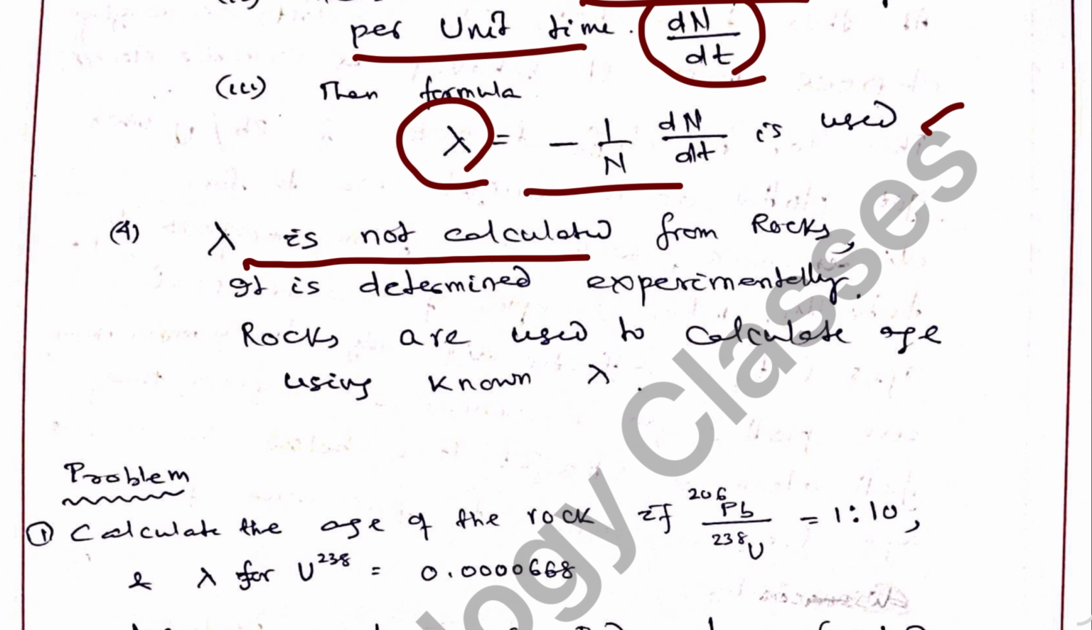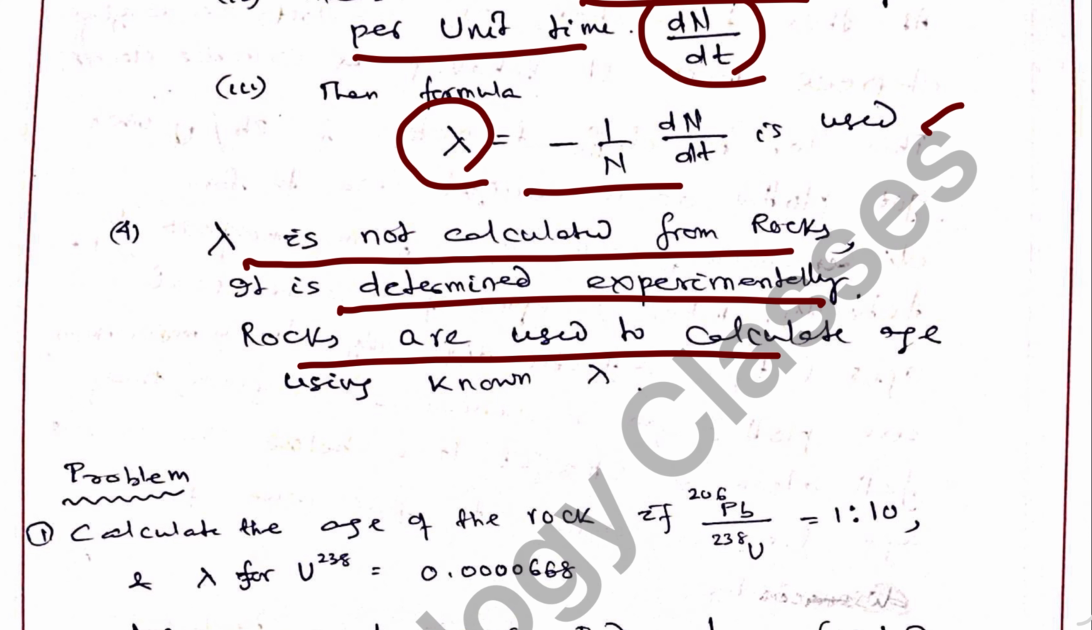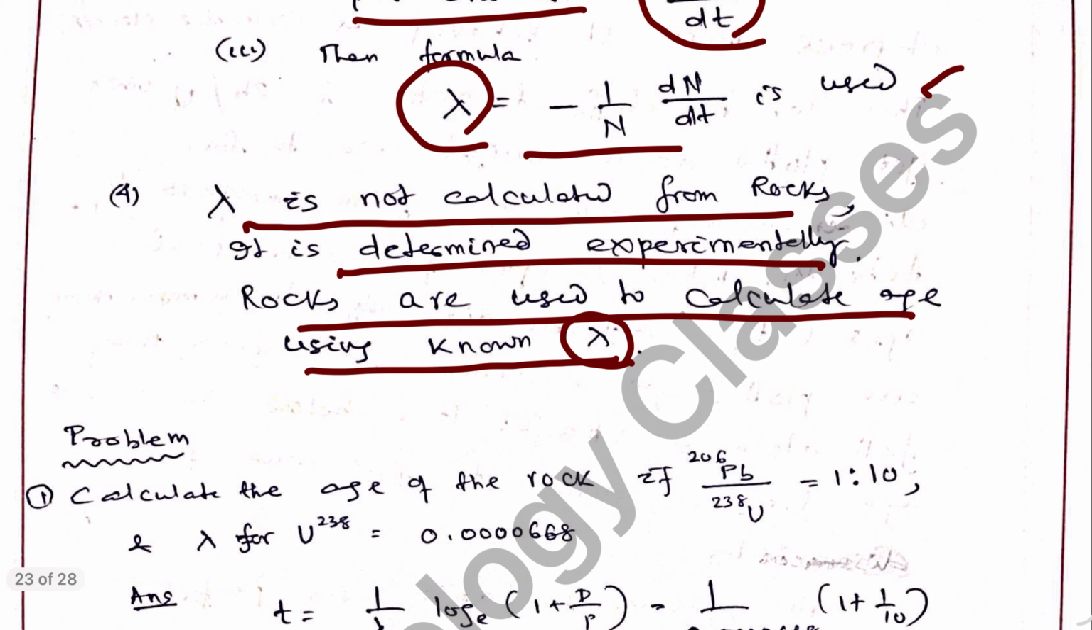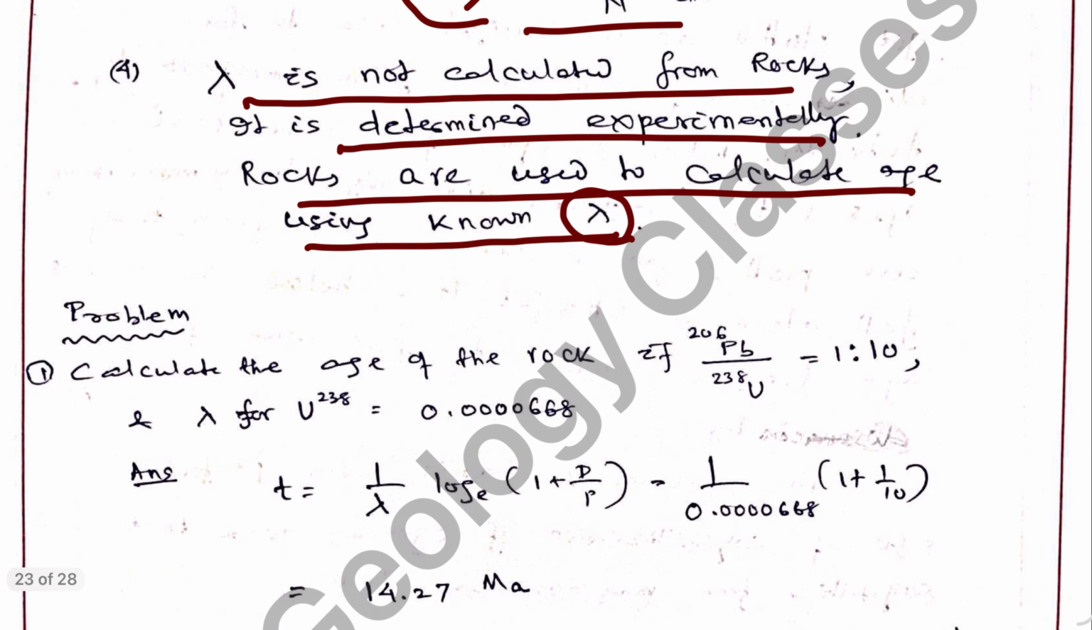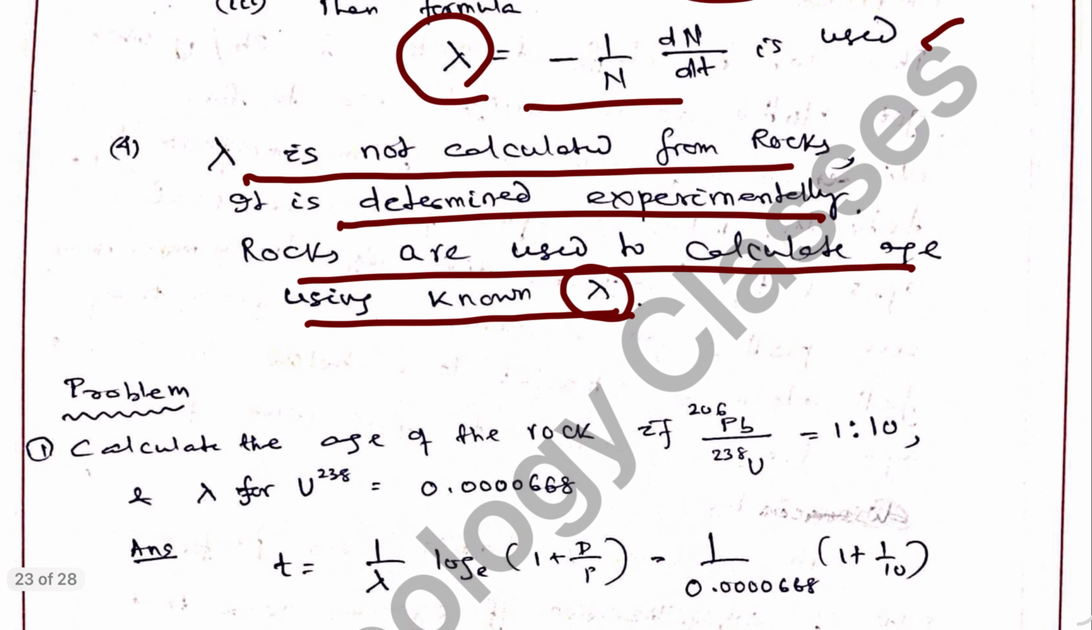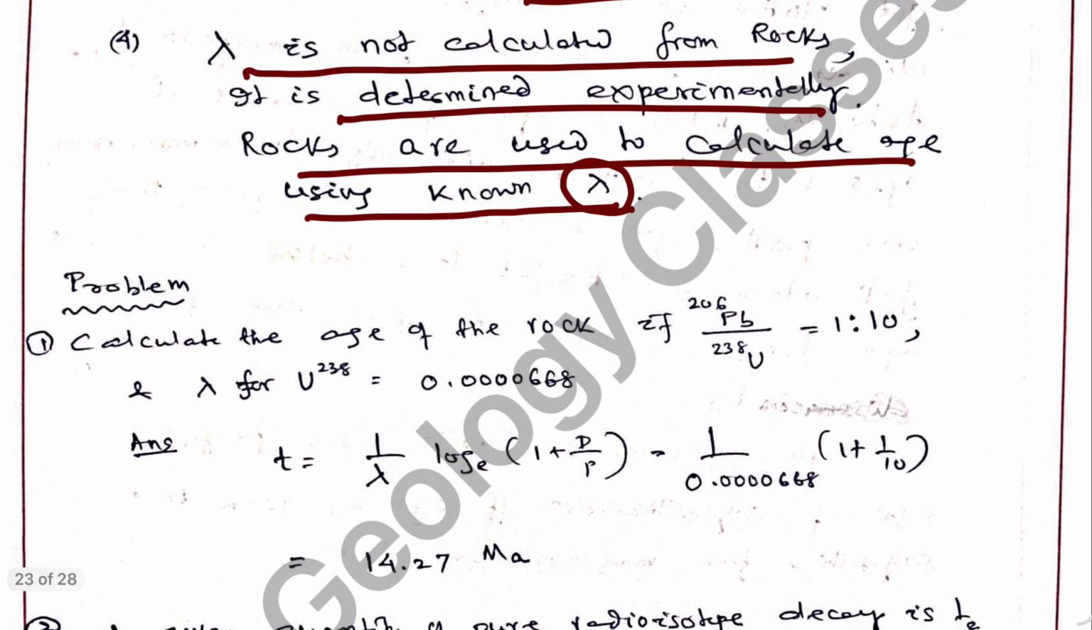So decay is not calculated from rocks because the decay takes millions and millions of years. It is determined experimentally in the laboratory. Rocks are used to calculate the age using the known decay constant from the laboratory. These are the methods by which we can determine the decay constant. Mostly it is determined in the laboratory.